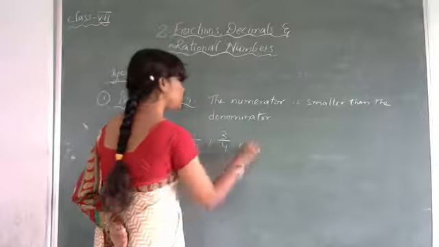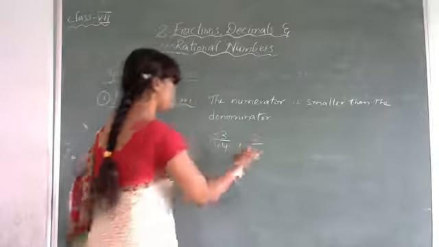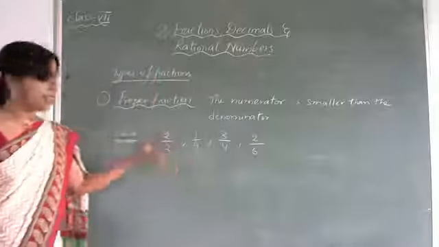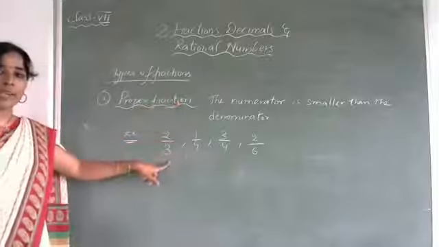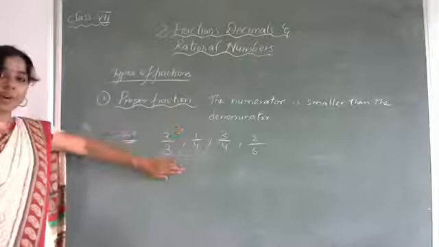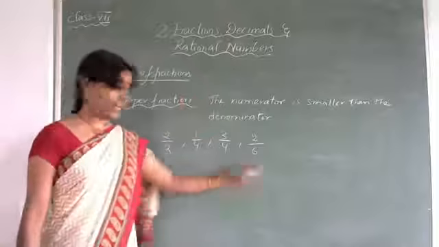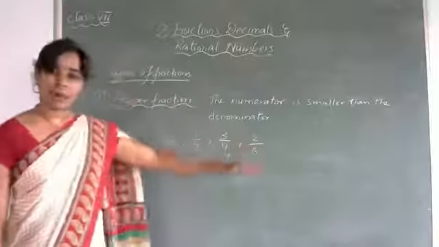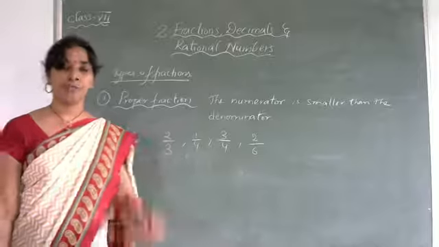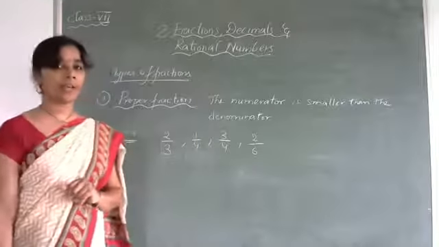Here you see, children, here the numerator is 2, the denominator is 3. That means the numerator is smaller than the denominator. Here also the numerator is smaller than the denominator. So if the numerator is smaller and the denominator is bigger, we can say those fractions are proper fractions.